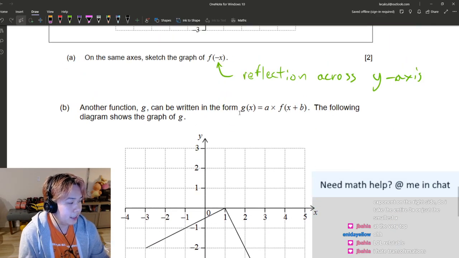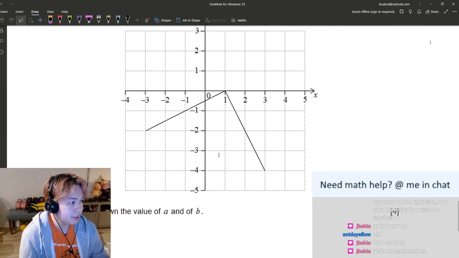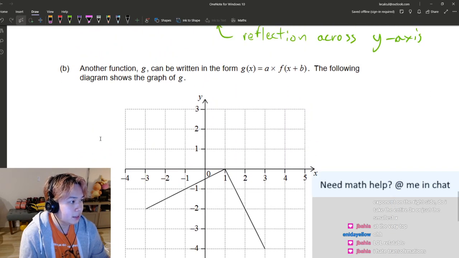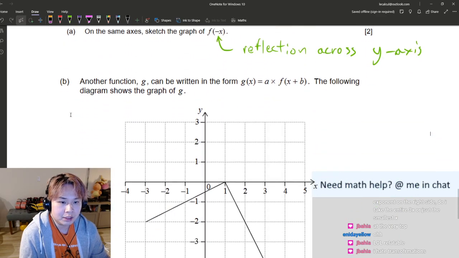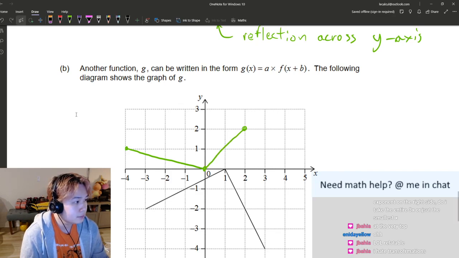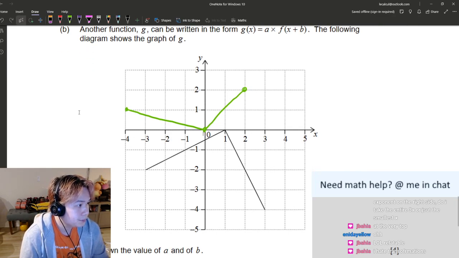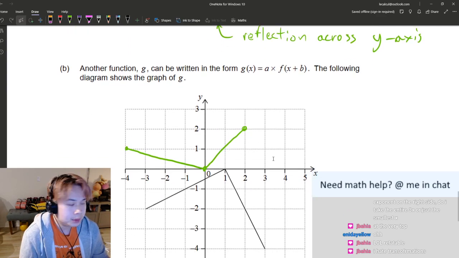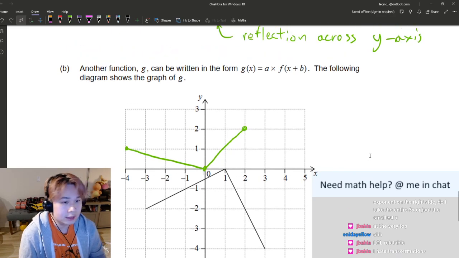Okay, so we have another function g, and it's two transformations, and then here's g, and we need to find the value of a and b. Okay, so first, let me just write the original function so that I have something to compare it to. So the original function looks like this. And they do give you some hints about what you need to do.